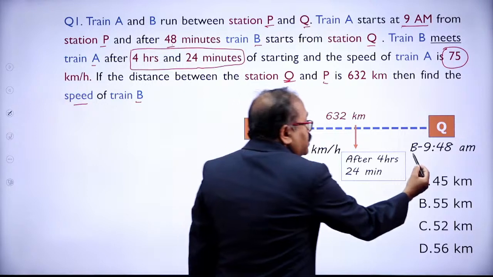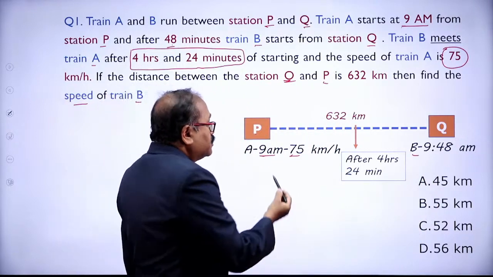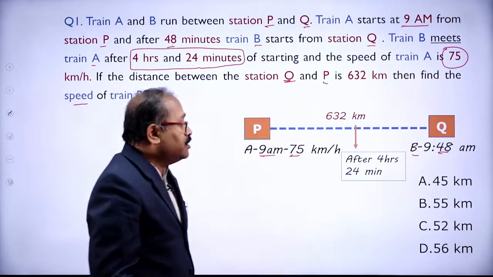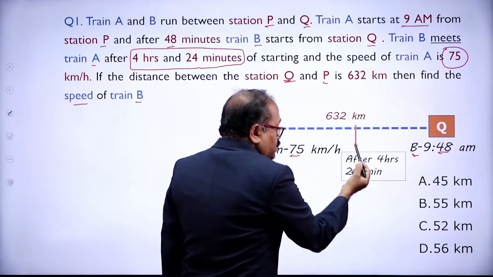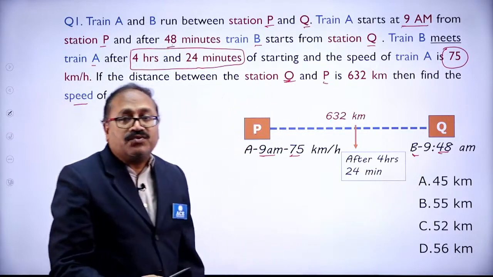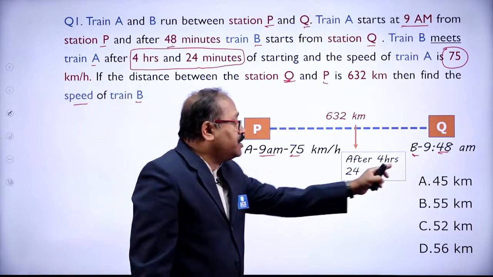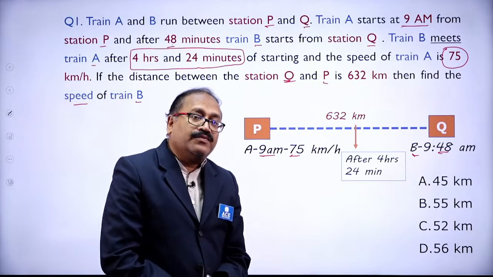Now train B starts 48 minutes later. That means it starts at 9:48, and they meet after B starts, they meet after 4 hours 24 minutes. Now the speed of A is given. You are asked to find out the speed of B. How do we find out?